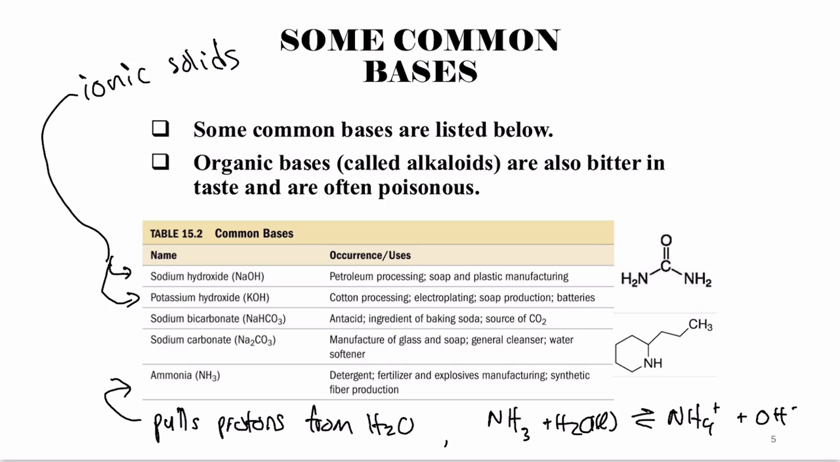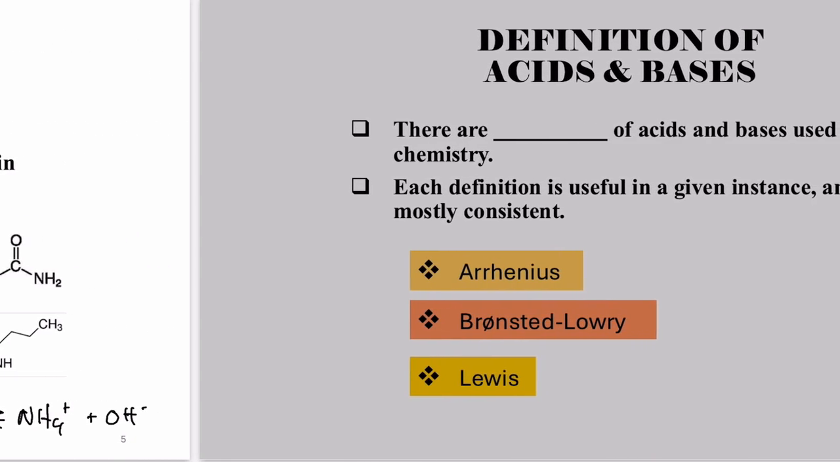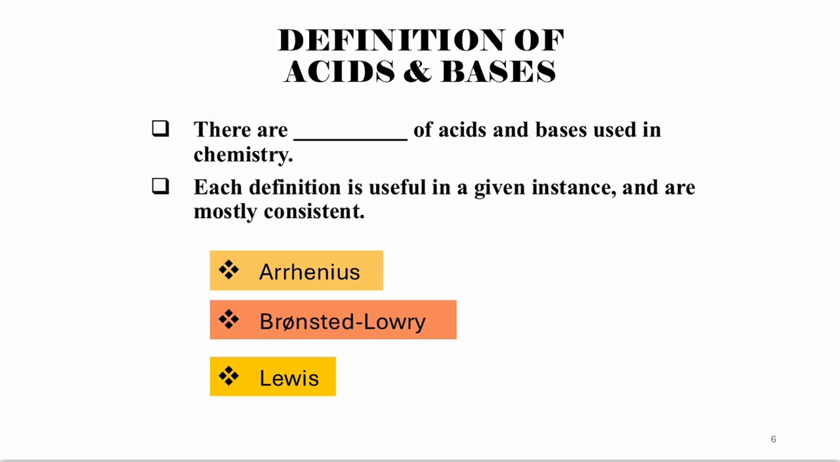So bases, you know, they either donate OH minus directly or they create OH minus by some other method in solution. And so depending on the type of way it interacts, usually these acids and bases are classified different ways. So there's three main types of acids and bases, and each one is usually consistent with each other, but sometimes they expand the definition of what an acid and a base is, right?